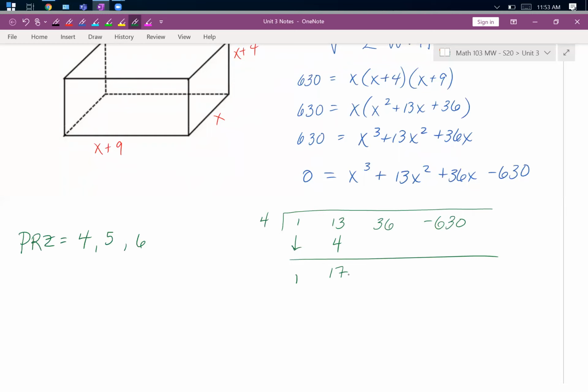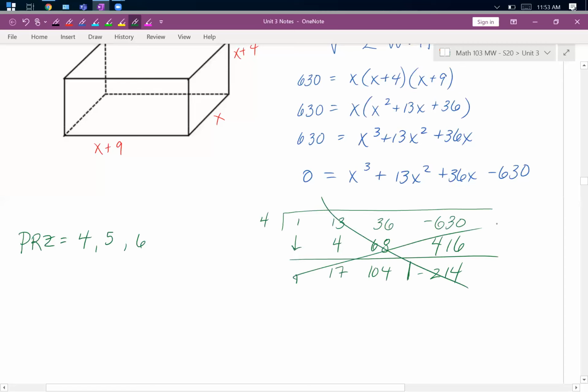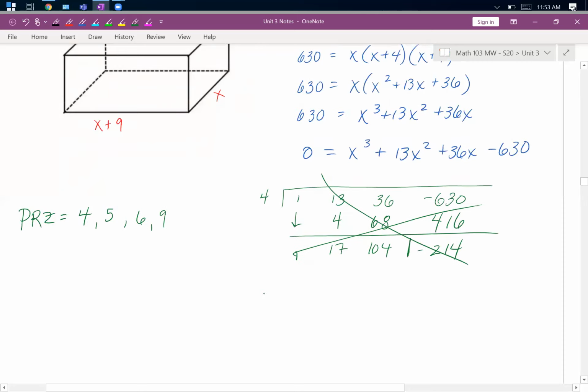Synthetically dividing: 40. Is that 68? Anybody with a calculator could help. 104, 416, I think. Negative 214. So we get a remainder of something other than 0. So that's not it. Let's try something else. 5 might work for this. Let's try 5.